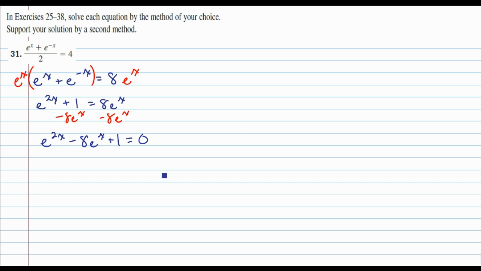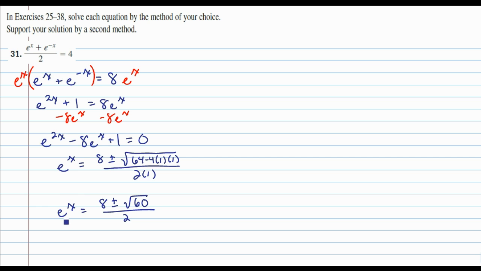I don't need to use u. You absolutely are welcome to use u. But in this case, I know that e to the x equals the opposite of b plus or minus the square root of b squared minus 4ac all over 2a. So e to the x is going to equal 8 plus or minus the square root of, now I notice in here 64, the square root of 64 is 8, so since we're going to be subtracting some of that, I might have two answers here.